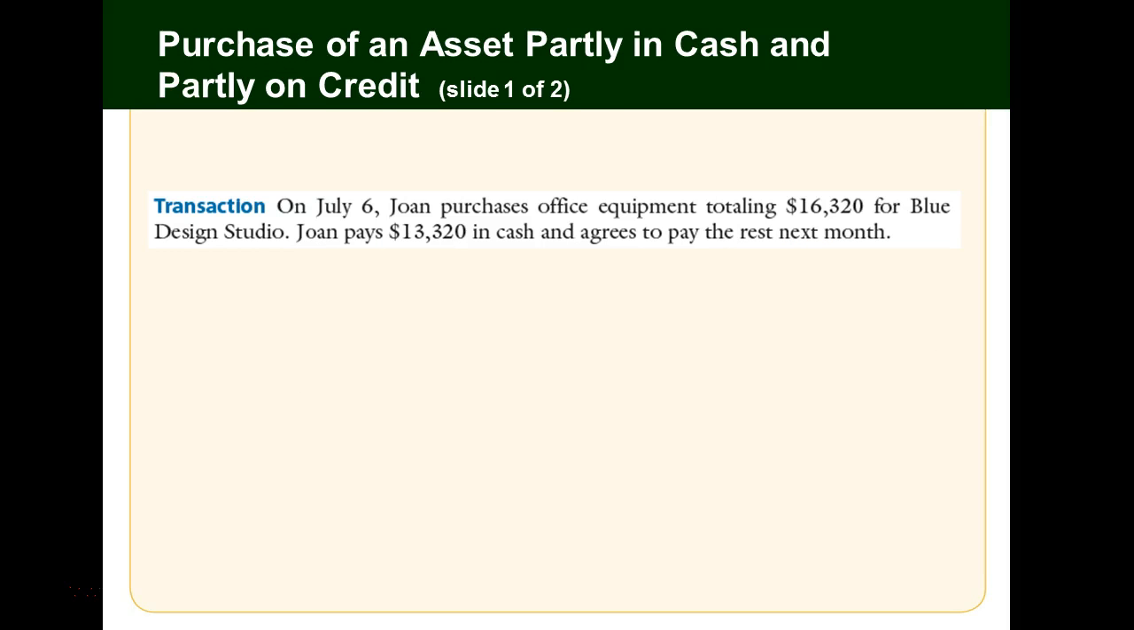Here's another one. On July 6th, Joan purchases office equipment totaling $16,320 for Blue Design Studio. Joan pays $13,320 in cash and agrees to pay the rest next month. What's the recognition? July 6th. What's the amount? $16,320 is the equipment valuation.